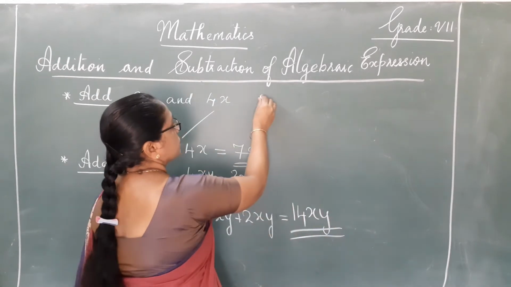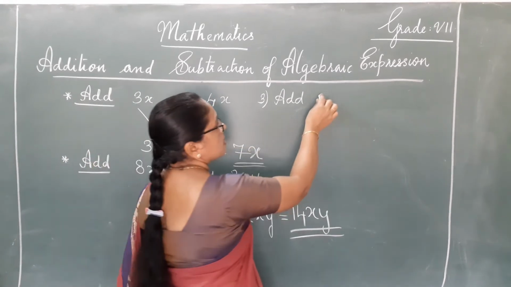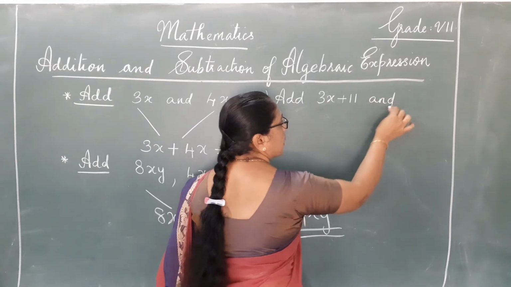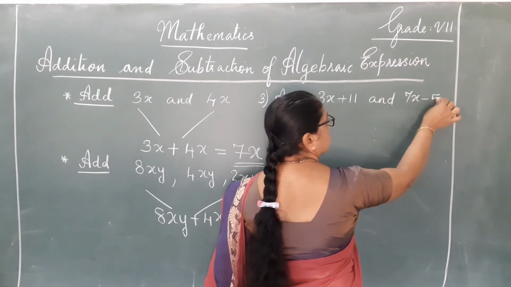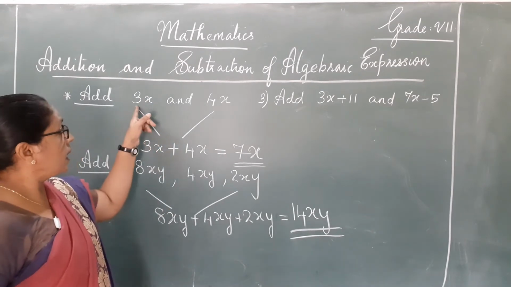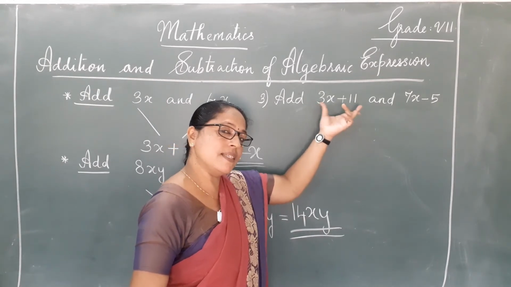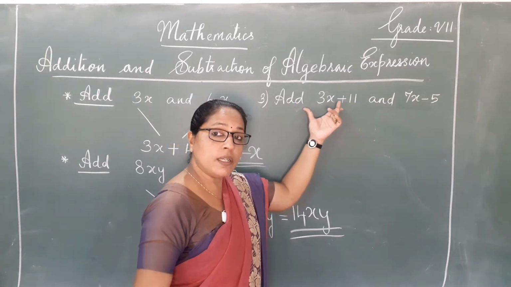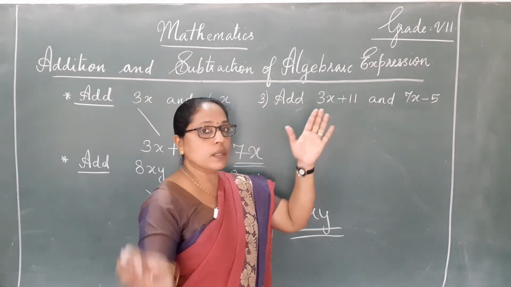Next, the third question. Add 3x plus 11 and 7x minus 5. Here we can see there's a difference. Before, we had taken all monomials. Now look here: how many terms does this expression have? Yes, two terms. When they have two terms, what do you call them? Yes, they are known as binomials. So binomials are going to be added.